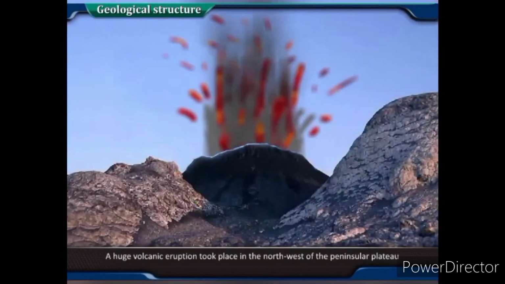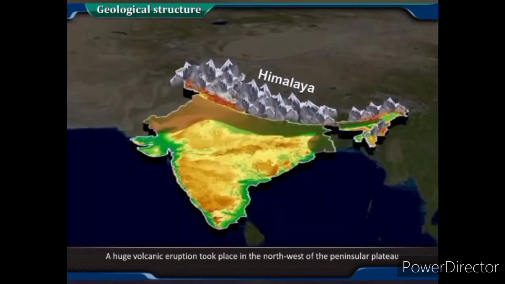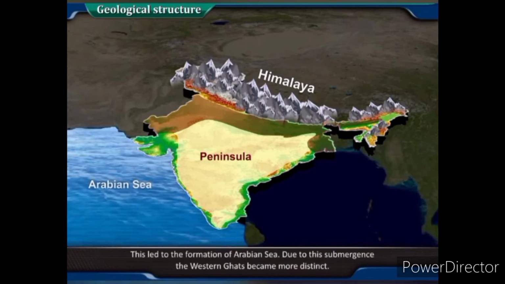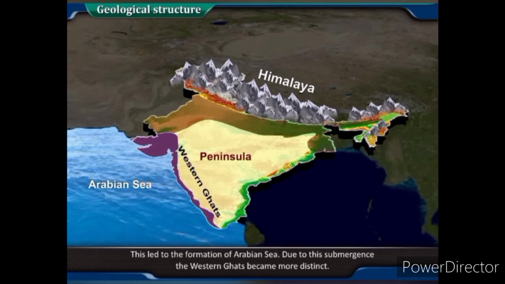A huge volcanic eruption took place in the northwest of the peninsular plateau, as a result of which the western portion of the plateau was disintegrated and submerged. This led to the formation of the Arabian Sea. Due to this submergence, the Western Ghats became more distinct.